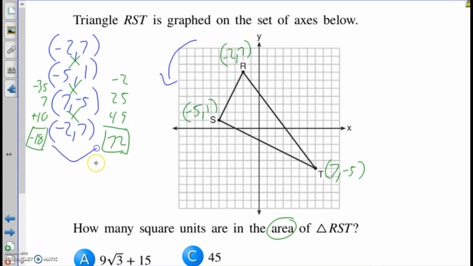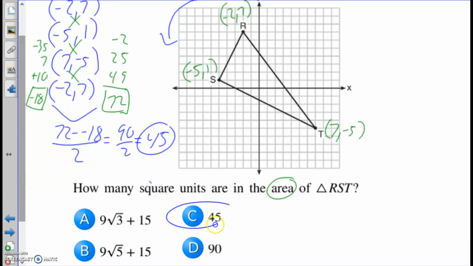And what we need to do with these is subtract them, but we do the larger one, the one on the right, minus the smaller, and we minus 18. And we know that when we minus a negative, it becomes positive, so this is going to work out to be 90, and we divide that by 2. So the result is 45. So the area, as I see it, is 45.